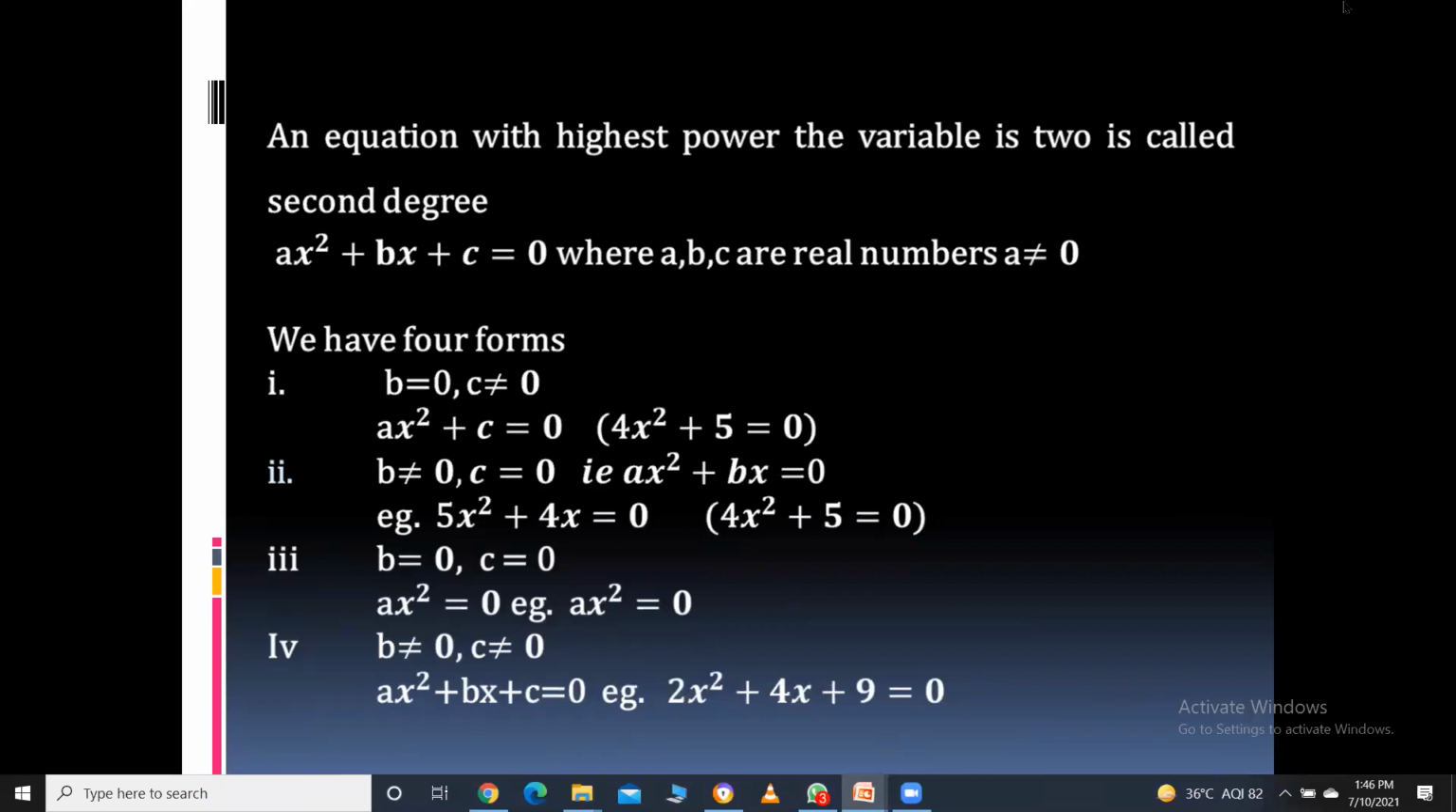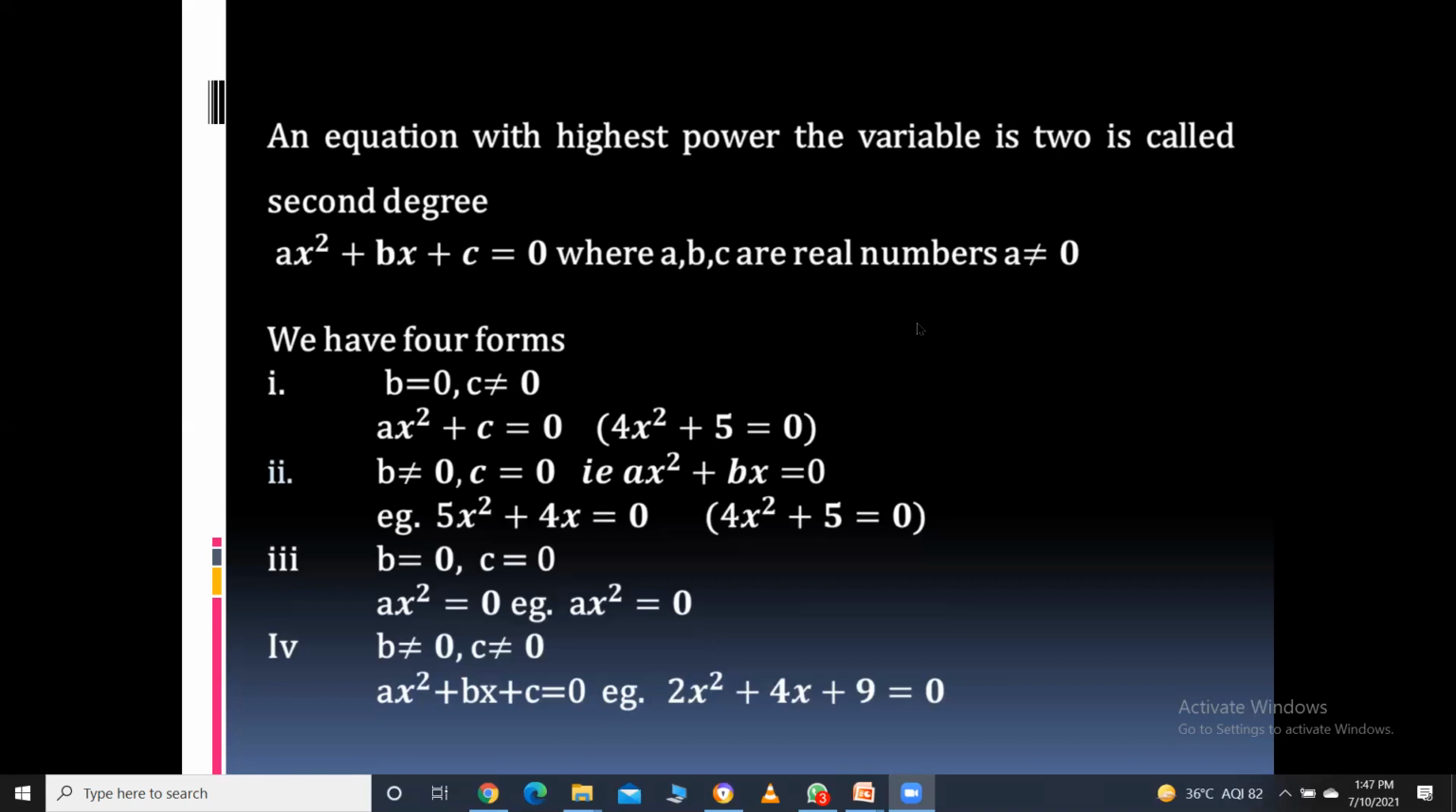So we have four forms. In the first form, b can be 0 but c is not equal to 0. So the form is ax square plus c is equal to 0. Example, 4x square plus 5 is equal to 0. In the second form, b is not equal to 0 but c is equal to 0. In that case, the equation will be ax square plus bx is equal to 0. Example, 5x square plus 4x is equal to 0.